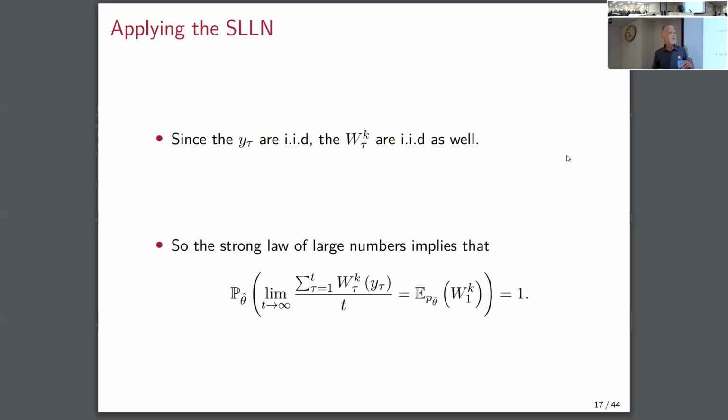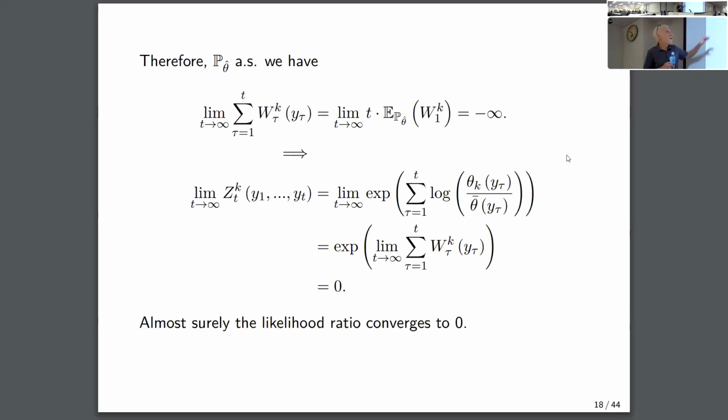And again, since the Y's or IID, the W's are IID, and we have them bounded below and bounded above, we can use the strong law of large numbers to say that with probability one, their average converges to their expected value. So P almost surely, the sum of these W's converges to minus infinity. So the limit of the Z's is the limit of the expectation of minus infinity, which is zero. It's the same proof. I just changed theta bar for theta hat. Yeah, exactly, okay?